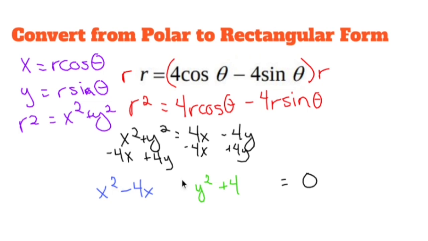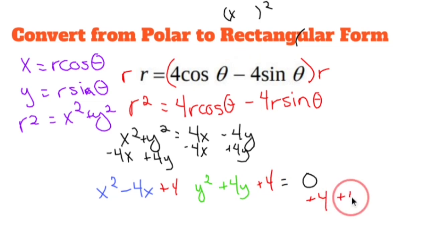Now, what I want to do is make this look like x something squared, and I want to do the same thing with that, but with a y squared. How do I do that? Well, completing the square, of course. Take half of this number, square it, and add it to both sides. So half of 4 is negative 2. Square that is positive 4. So let's add 4 to both sides. Same thing over here, take half of 4, 2, square that, 4, and add 4 to both sides.